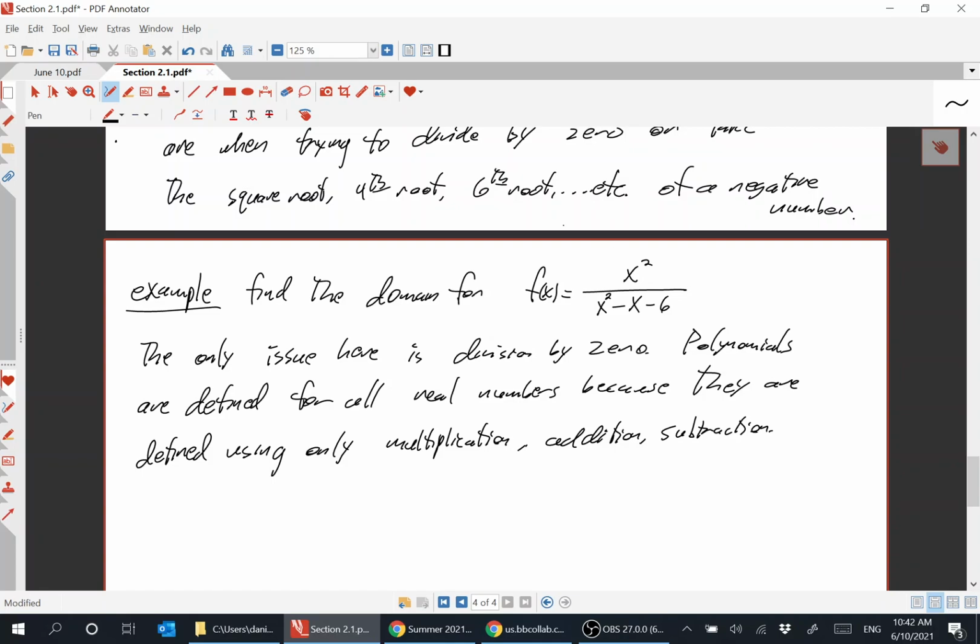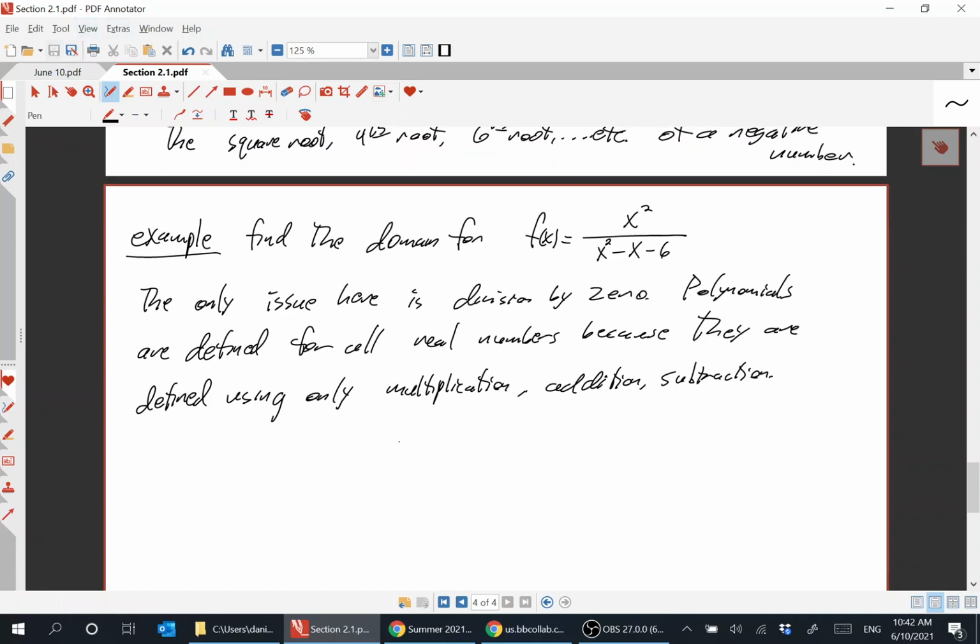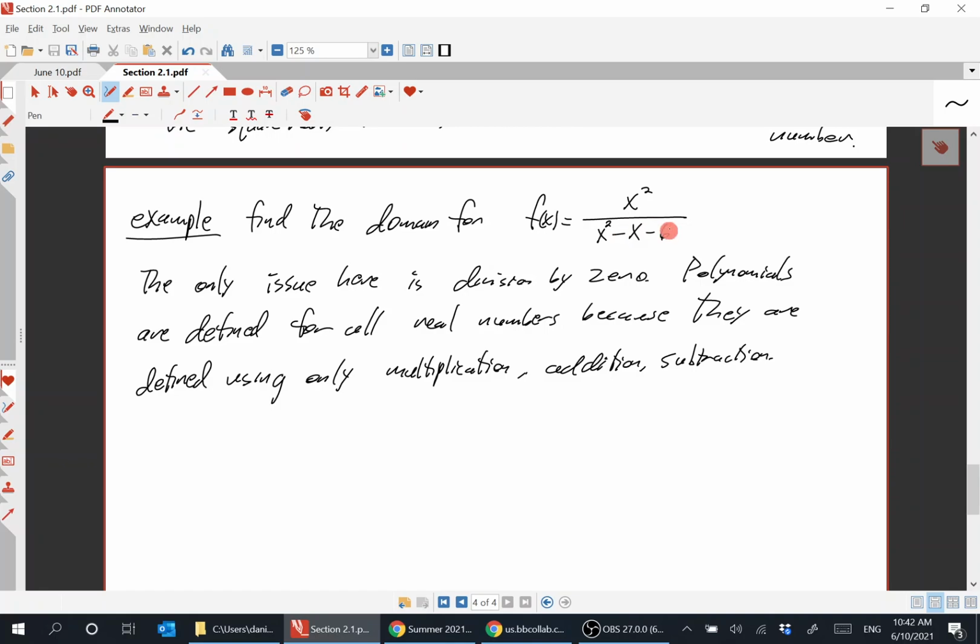Okay, so that's always defined. The only problem here is getting division by 0. Well, x squared minus x minus 6 equal to 0. All right, we know how to solve this. This factors. So we have x is equal to 3 or x is equal to minus 2.